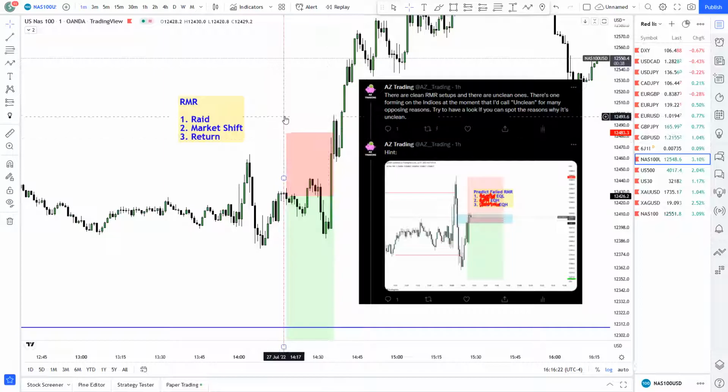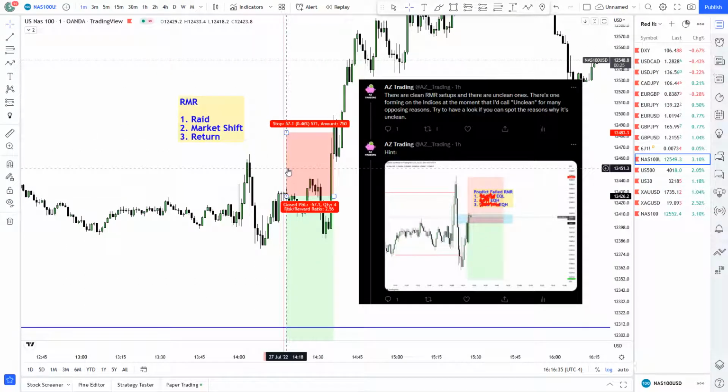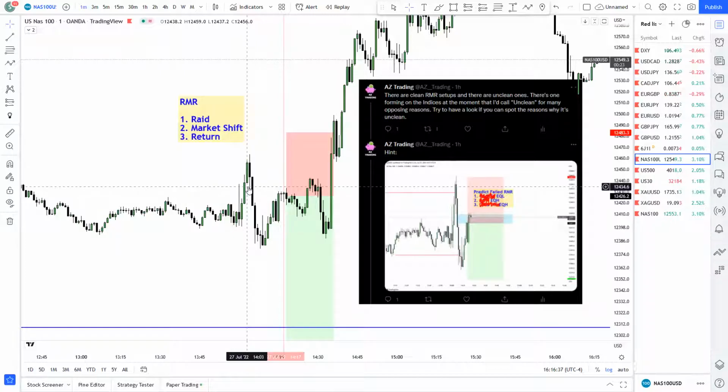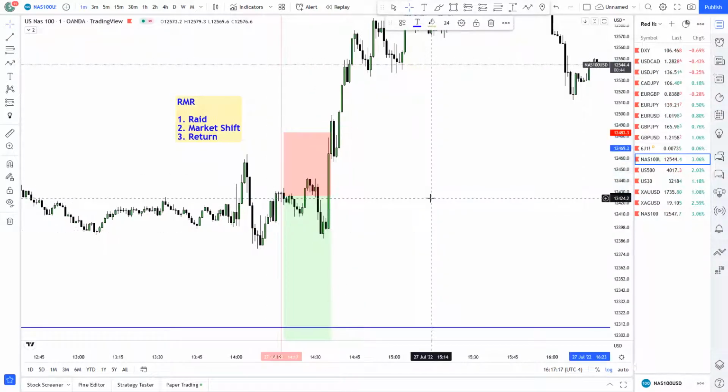It's the 27th of July, FOMC day, and we're looking at the Nasdaq 100. In this video I'll be showing you guys an unclean example of the RMR pattern and give some insight on how to use correlating markets to either support or oppose your trade idea, which can save you from losing trades such as this one here. So first, let's zoom in onto this area and find the setup.